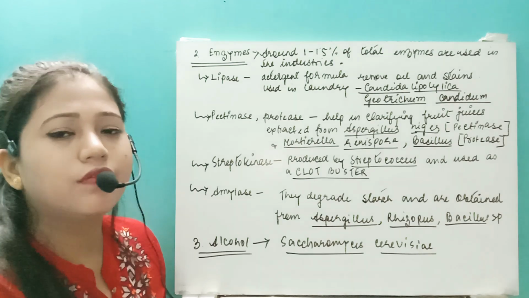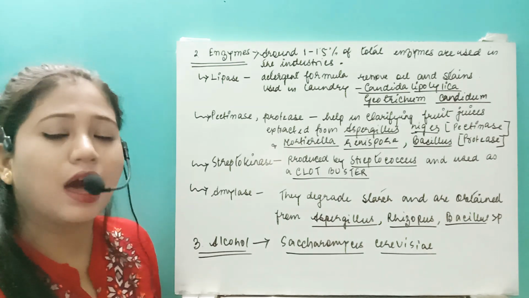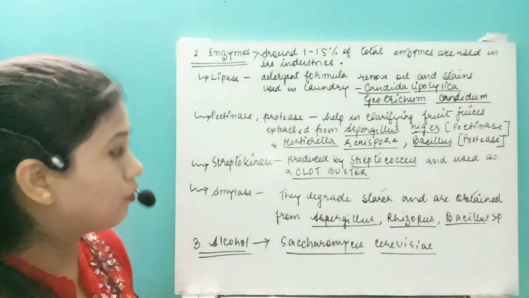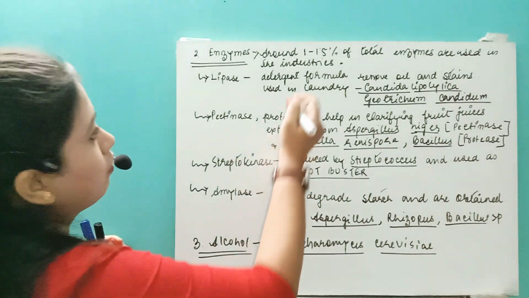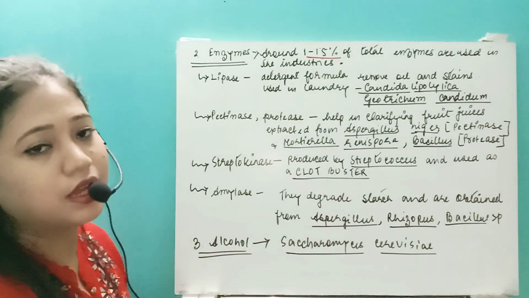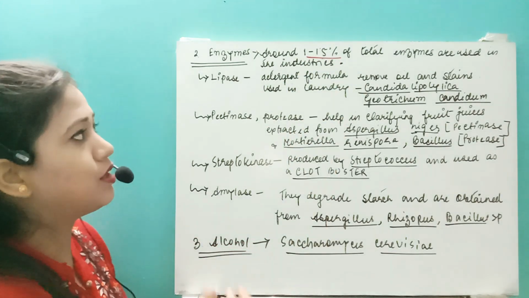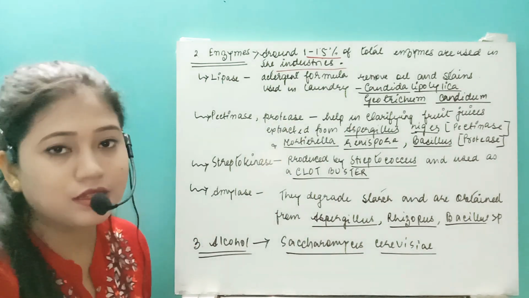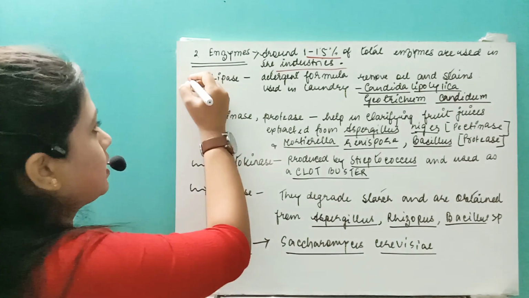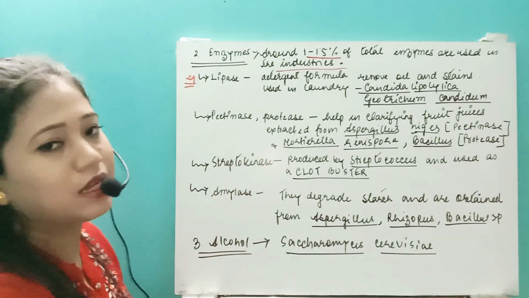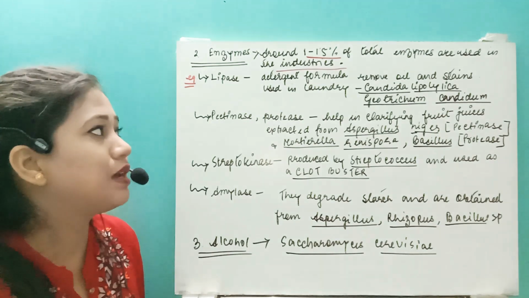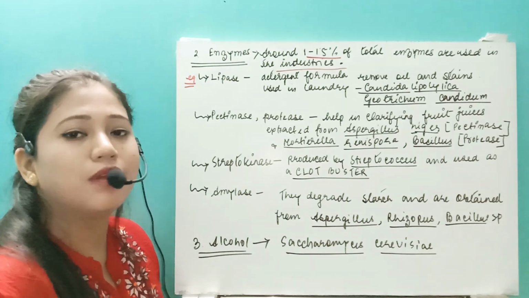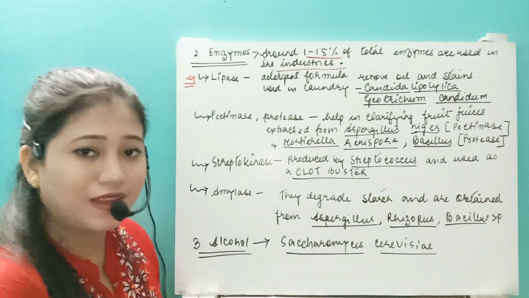So there are a number of enzymes that are used in the industries or for production of other compounds. So let's just see what are those. First of all, around 1 to 1.5% of the total enzymes are used in the industries for the production of various components. So let us see some of the examples. Okay, so the first example is lipase. So lipase enzyme is very much important. What is lipase? It helps in breaking the lipid. What is lipid now? Fats and oils.